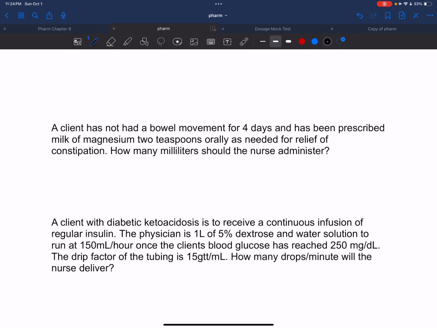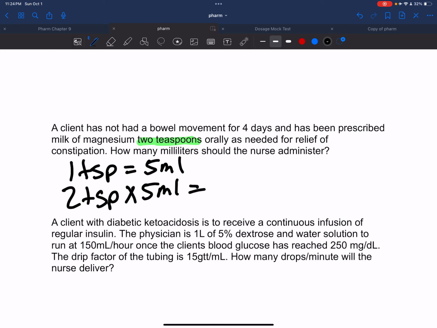So first, you would look at your conversion sheet, and you would see that 1 teaspoon equals 5 ml, and the question is asking for 2 teaspoons. So you just multiply 2 teaspoons times 5 ml. You would get 10 ml total. Okay, to the next question.